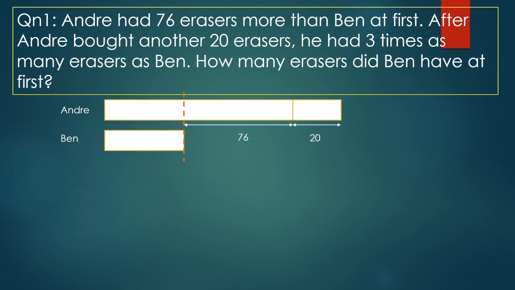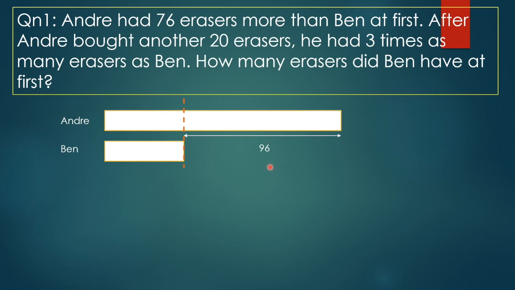That gives you, correct, 96 erasers. So Andre has 96 erasers more than Ben. And hey, it says that Andre had 3 times as many erasers as Ben. So that means his rectangle should be 3 units. 1, 2, 3. And Ben should be 1 unit. So Andre has 1 plus 1, which is 2 units. He has 2 units more than Ben.